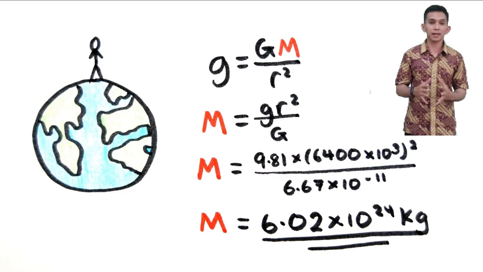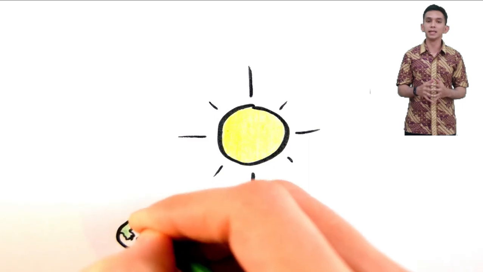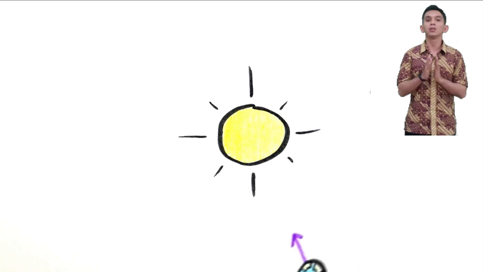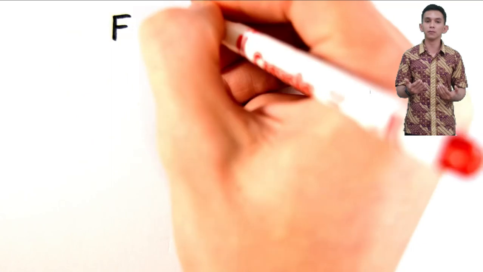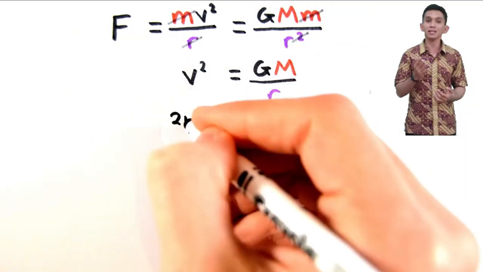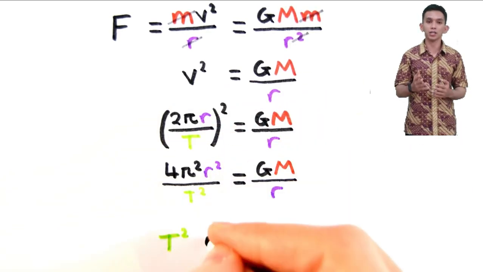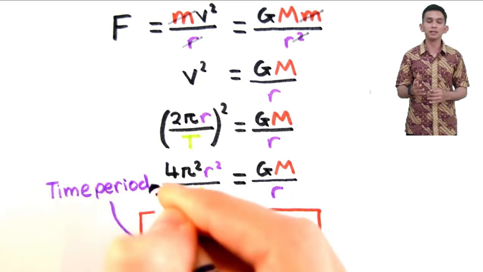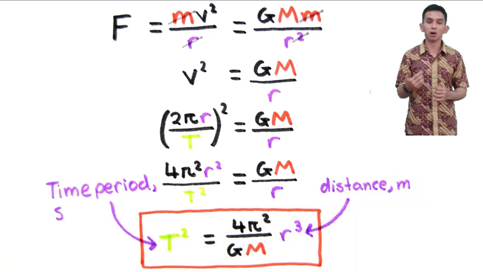When considering planetary motion, the gravitational force acting on the orbiting body is equal to the centripetal force because the force acts perpendicular to the direction of motion. By equating the two formulas and using the formula for the speed of an object in circular motion, we get the equation T squared equals 4 pi squared over G M times r cubed, where T is the orbital period in seconds and r is the distance between the centers of the orbiting body and the body being orbited.